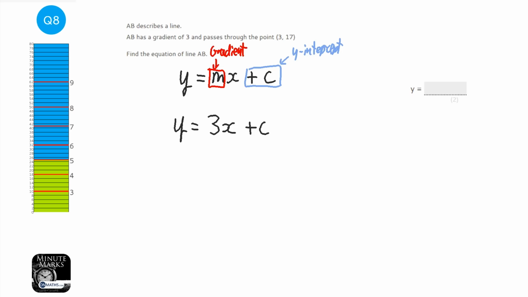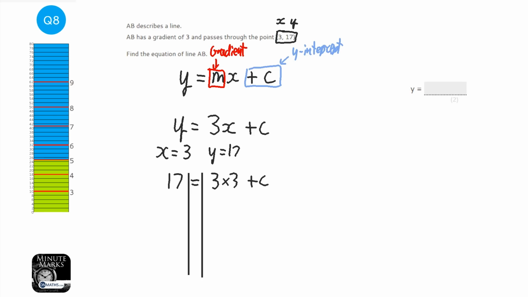The way of getting the y-intercept is substituting in the values we know. We know when x is 3, y is 17. So what I'm going to do is just put in the values of 3 for x and 17 for y. So it's going to be 17 equals 3 times 3 plus c. And I'm going to put my lines in so that I can solve it.